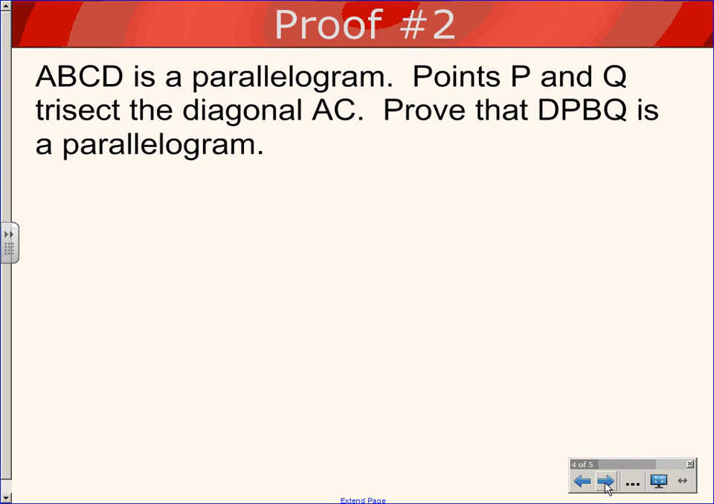It says ABCD is a parallelogram. Points P and Q trisect the diagonal AC. Prove that DPBQ is a parallelogram. So we always have to be careful with what we're allowed to assume. It tells us that ABCD is a parallelogram. So I can start with that.